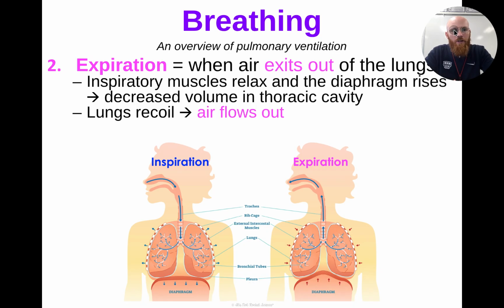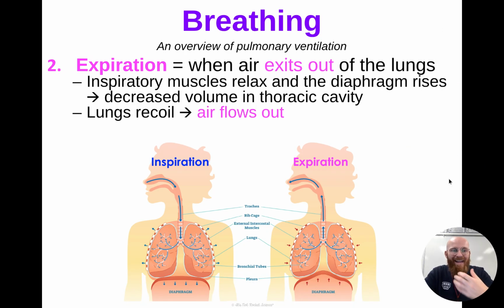Phase 2, you've got expiration, when we expire or air exits. This is when air will go out of the lungs. You have these inspiratory muscles now relaxing, not contracting. This allows the diaphragm to relax and to rise back up. Decreased volume in the thoracic cavity because now there's going to be less space as that diaphragm elevates. And then the lungs recoil, air would then flow out. Okay, so air going in and air coming out.